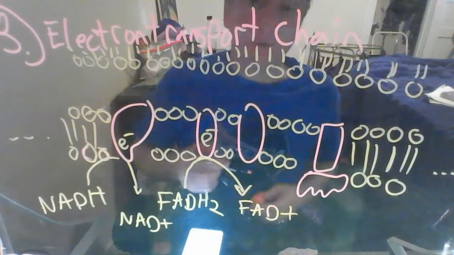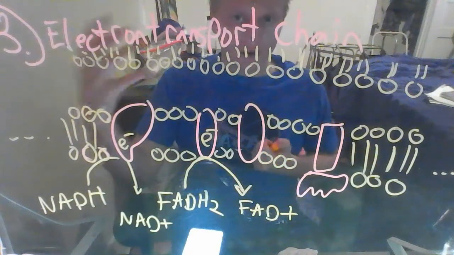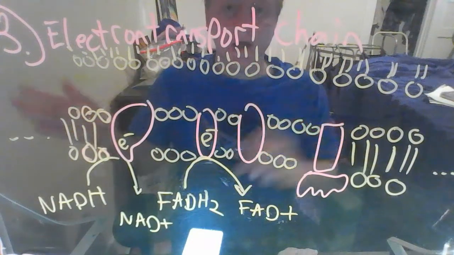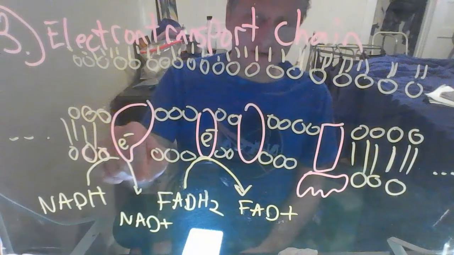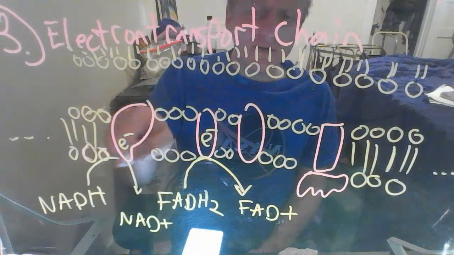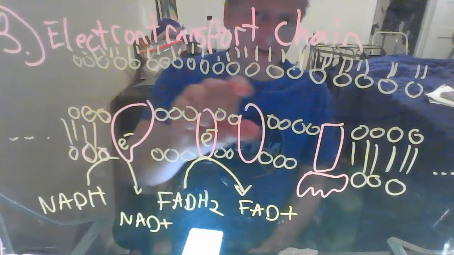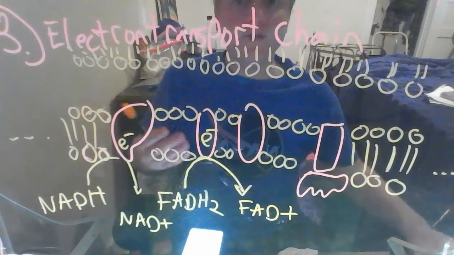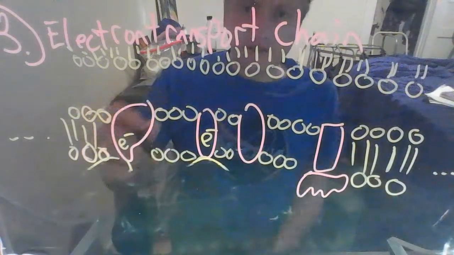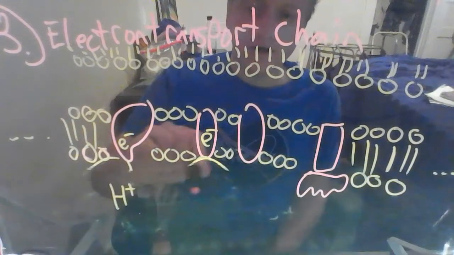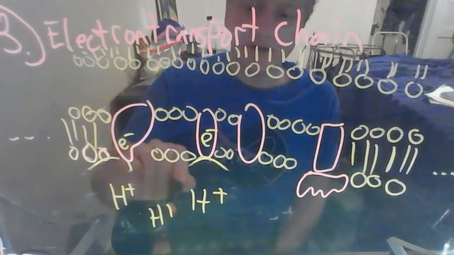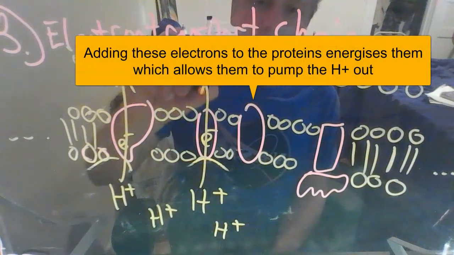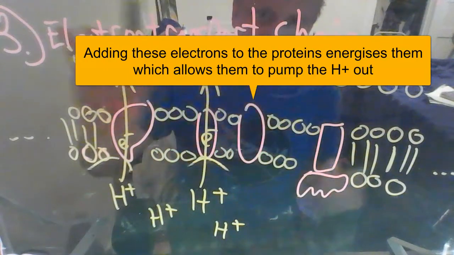Okay. So thus far, what we have done is we have taken our electrons that we got from our original glucose or our pyruvate, and we have brought them inside of the mitochondria, and we are now using them to energize these transmembrane proteins inside of here. And the reason that we're doing that is because we actually want to pump out a bunch of H pluses from inside of this mitochondria. We want to pump these H pluses out into this space up here.